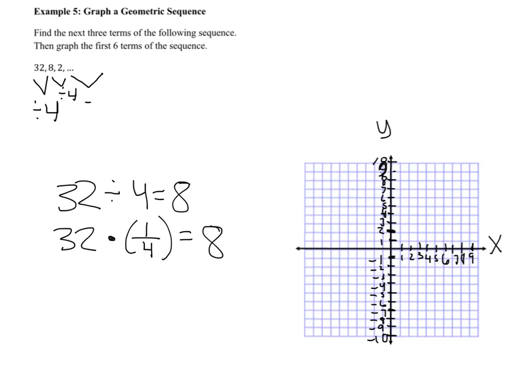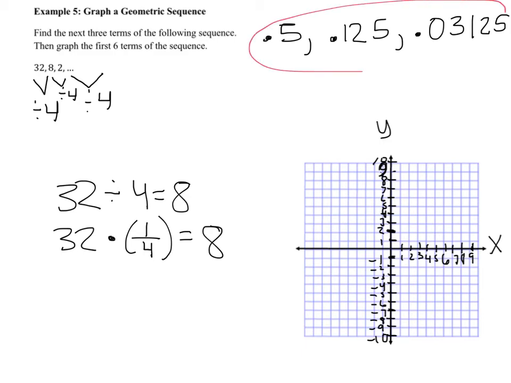So 2 divided by 4 is going to give us 0.5. And then if I take 0.5 and divide by 4, I'm going to get 0.125. And if I divide 0.125 by 4, I'm going to get 0.03125. So when they're asking for the next three terms, these are our next three terms, and now we're going to go ahead and graph them.